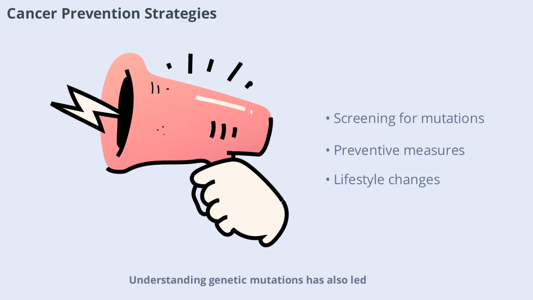Understanding genetic mutations has also led to new strategies for cancer prevention. For people with inherited mutations, regular screening and preventive measures can catch cancer early or even stop it before it starts. Lifestyle changes, like quitting smoking and using sunscreen, can also reduce the risk of acquiring harmful mutations.